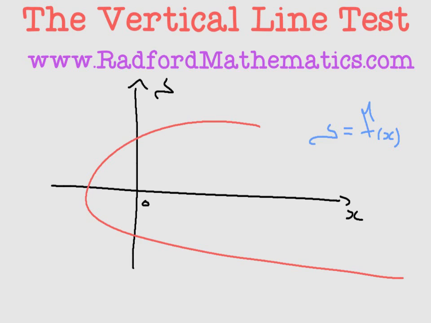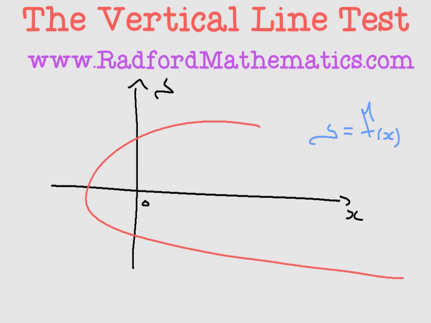The way we do this is, along the length of the curve, if we can draw vertical lines cutting this curve, so long as the vertical line only cuts the curve once, at any point, then the curve is a function. Looking at this curve, we can see right away that it is not a function.